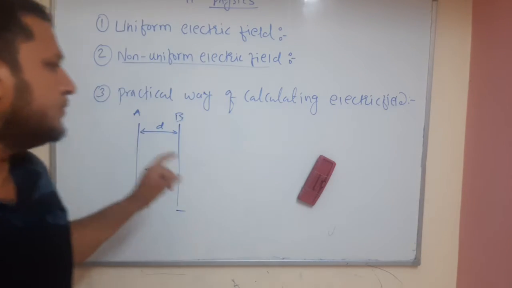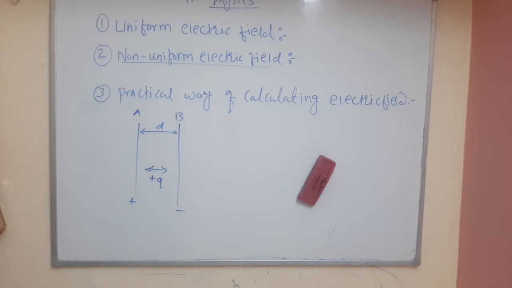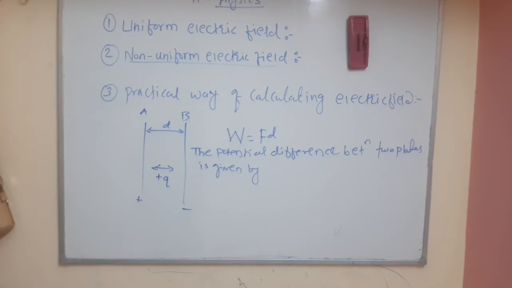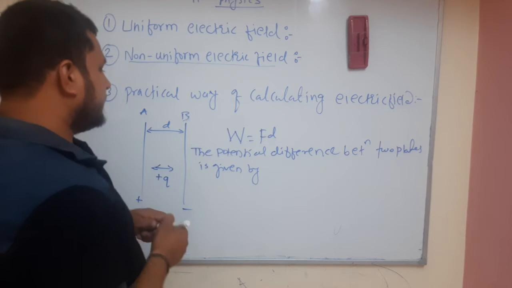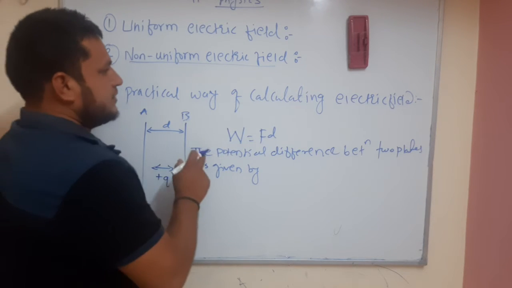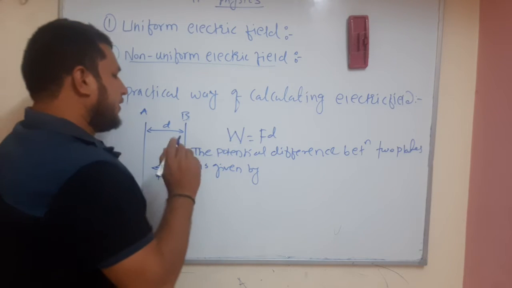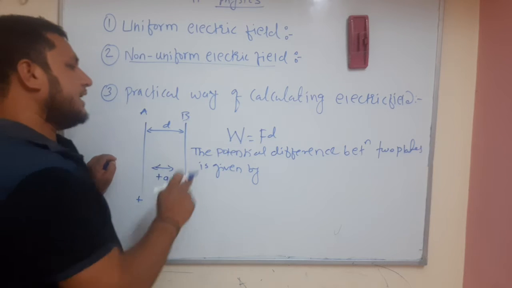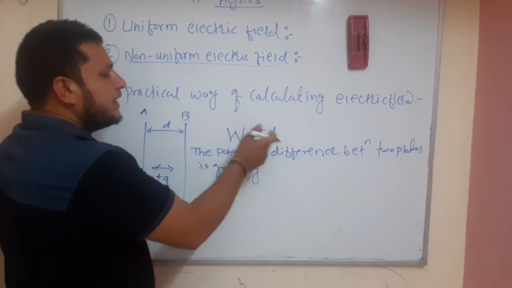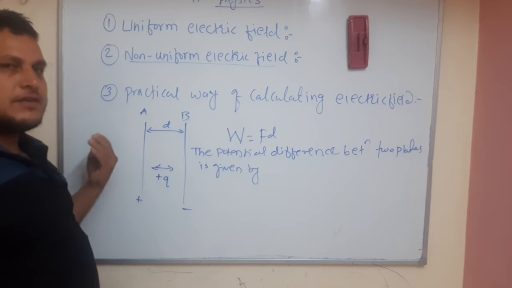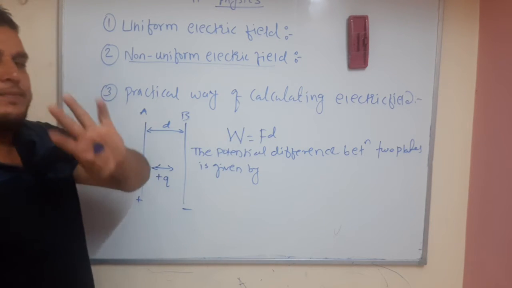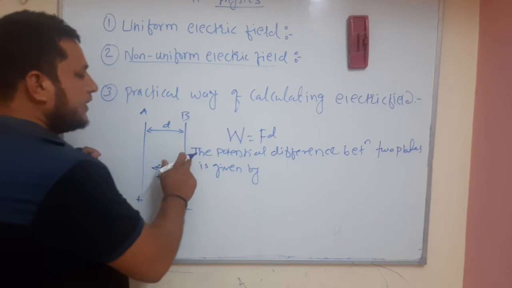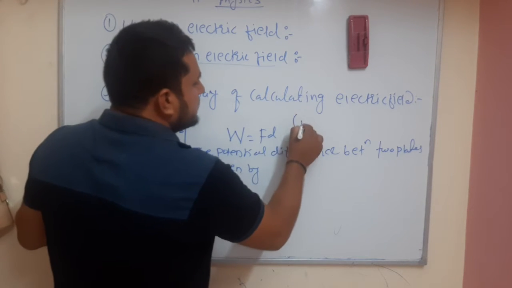Here we have some numerical properties to understand the practical way of calculating the electric field. As we know, when the charge is moved toward A, the work done is F into D. F means the force of repulsion, and D means the separation between them. Now here the potential difference is V.